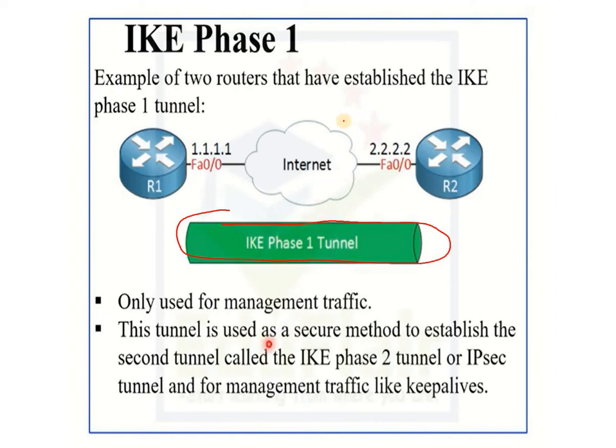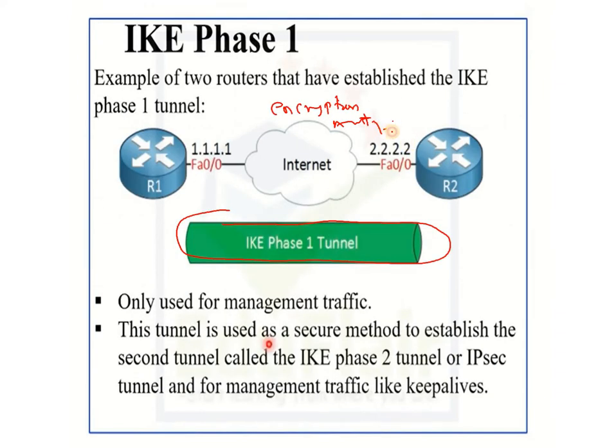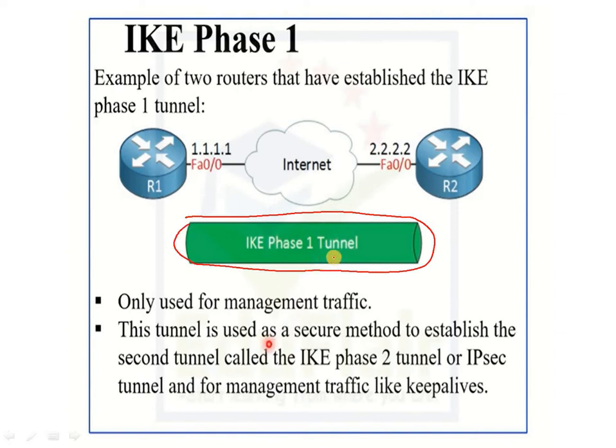Okay, so in the negotiation, it will exchange the type of encryption algorithm that it is using, the authentication algorithm, and also the hashing function they are using, and what other protocols and parameters they are using. All these things will be exchanged or negotiated between the two peers. And for the exchange of these values, we have created a tunnel here in phase 1, that is called the IKE Phase 1 tunnel, or it is also called the ISAKMP tunnel.